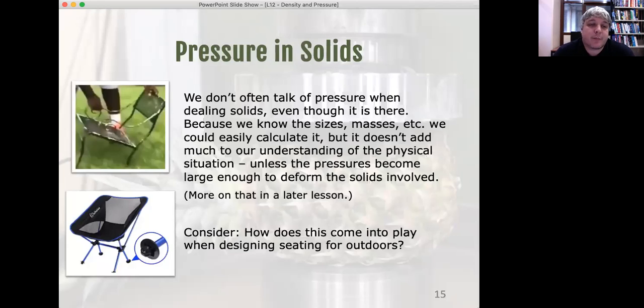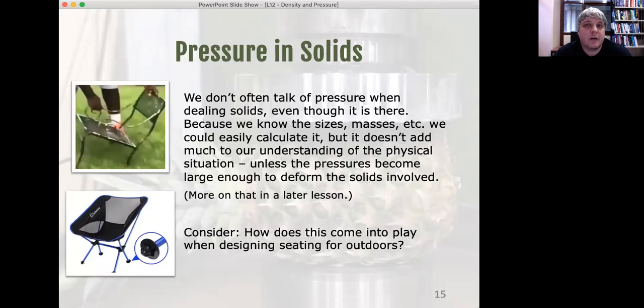We don't often talk of pressure when we're dealing with solids because it doesn't really add anything to the scenario. If we've got a block resting on a shelf, we know the weight force of the block, we know the normal force by the shelf on the block, and it's not moving. Discussing the pressure doesn't add anything to our understanding of the scenario unless the pressures become large enough to deform the solids, to actually squish these solids.